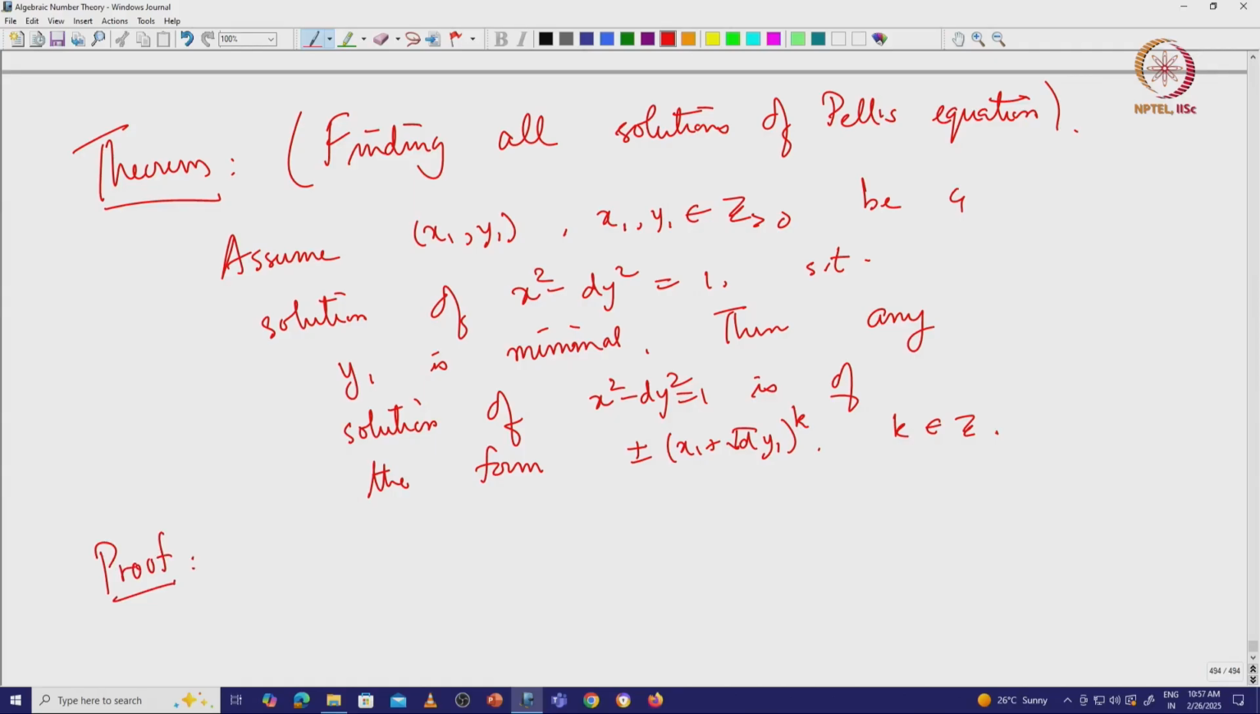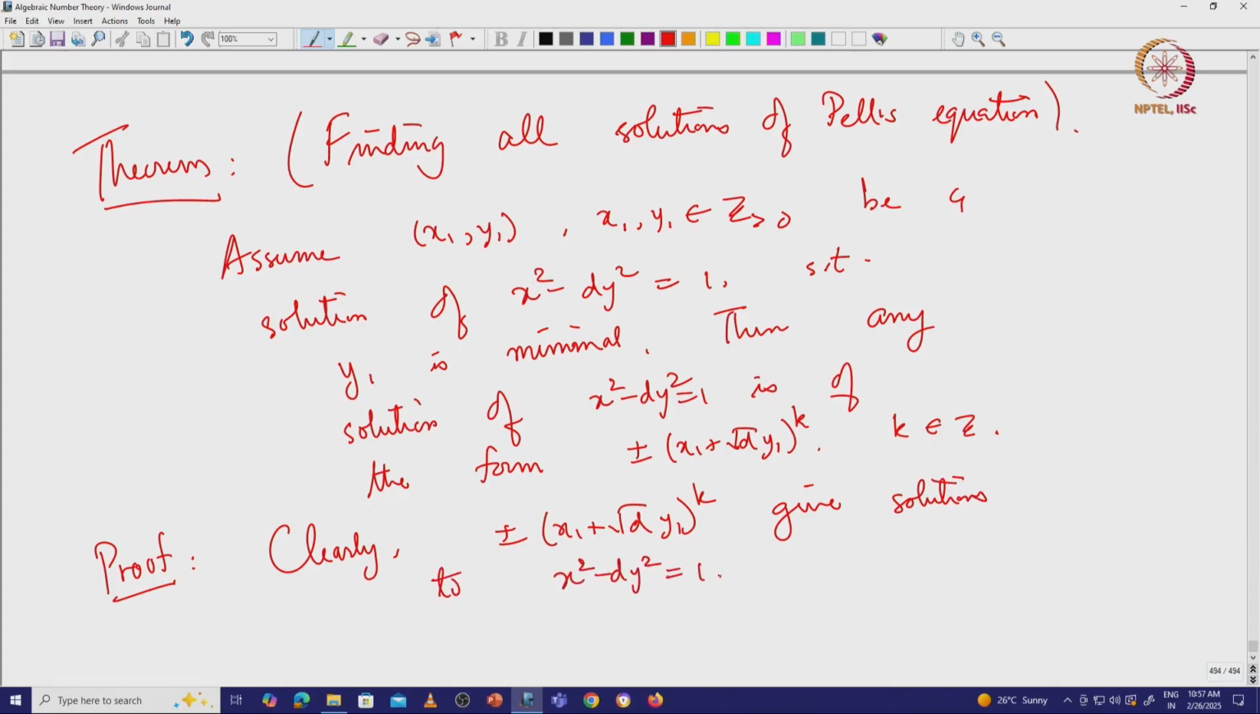Okay. So, it is clear that these are solutions. Clearly, plus or minus (x1 plus square root of d y1) to the k give solutions to x squared minus d y squared equals 1. You want to show that any solution is of this form.